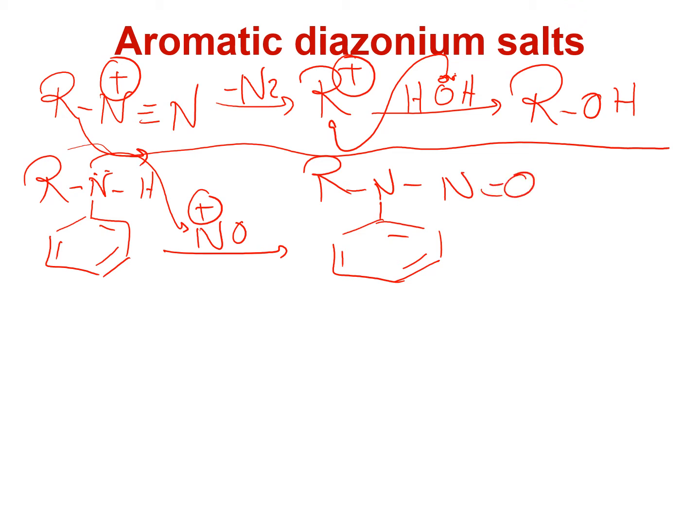However, the tautomerism will not take place because now your nitrogen is not carrying a hydrogen, it's carrying an alkyl group. So you cannot perform the tautomerism that we did in case of primary amines. So in this case, you will end up with the N-nitroso compound. You will stop at the N-nitroso compound.